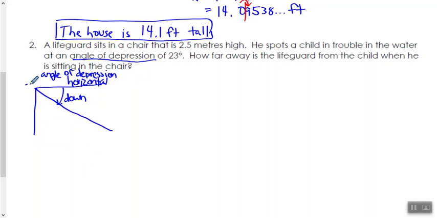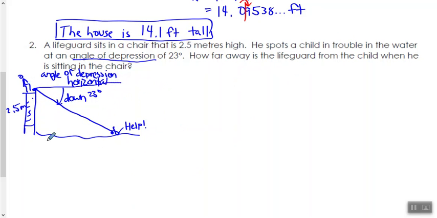Okay, so here is your lifeguard. Okay, C is floating in midair. There. C is a child in the water. At an angle of depression of 23 degrees. So this angle right here, 23 degrees. His chair is 2.5 meters high. Okay. And then how far away is the lifeguard from the child when he is sitting in the chair? So sitting in the chair to the child, what is this distance? How far away are they?